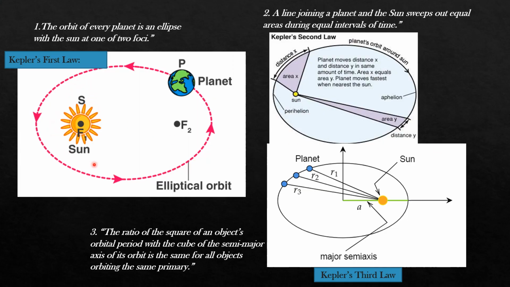You can see the first law. The orbit of every planet is an ellipse with the sun at one focus. See, the sun is here. The path of the planet is elliptical.